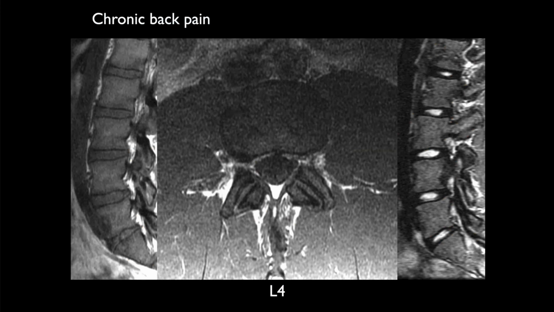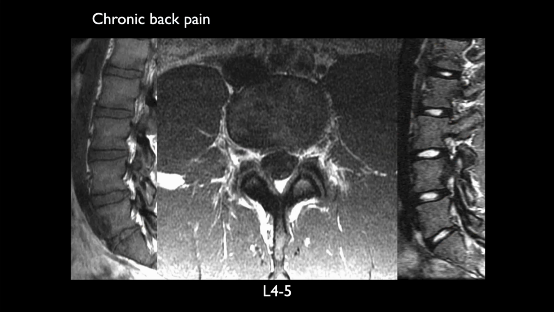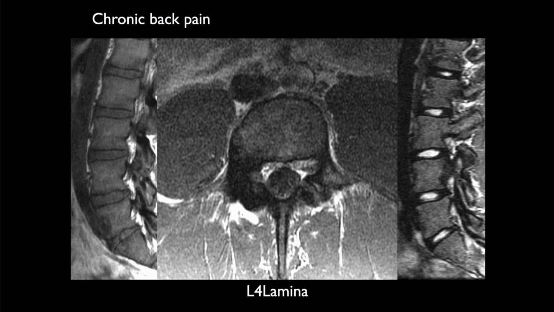Here are the axial images at L4. There we're going to L4-5. And then here, yeah, a lot of sclerosis of the right pedicle there. Yeah, so we have a lot of sclerosis and some thickening. So what's your diagnosis? I'm not sure.